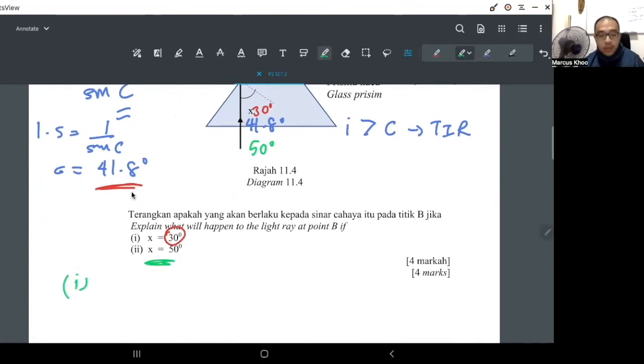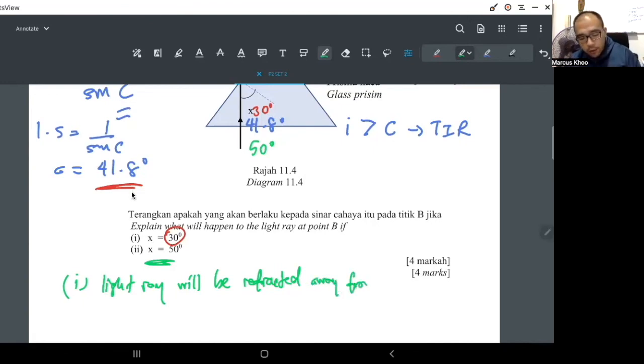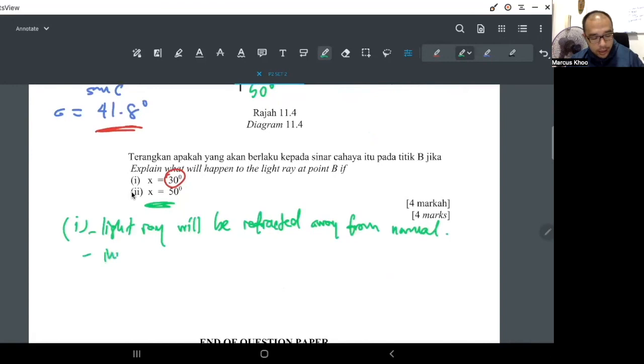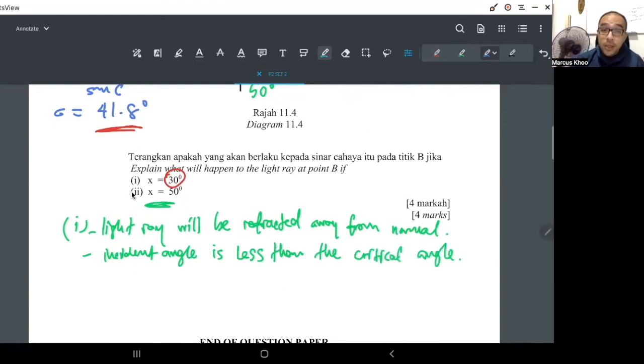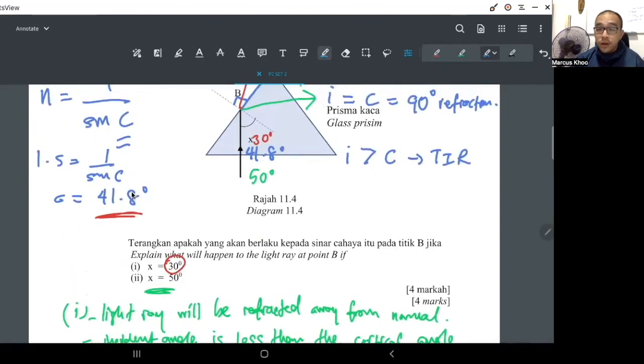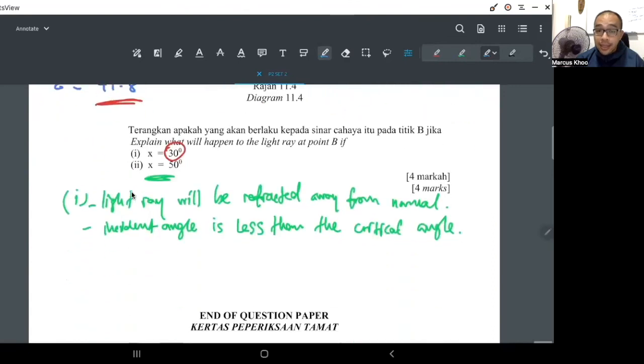Okay, so number one, the light ray will be refracted. And remember, make it a point, when you say refraction, talk about the refraction. Is it refracted away from the normal or towards the normal? Okay, it will be refracted away from the normal. Okay, why? Because the incident angle is less than the critical angle. Okay, that's for X equals 30. Red color case. The incident angle is less than the critical angle.